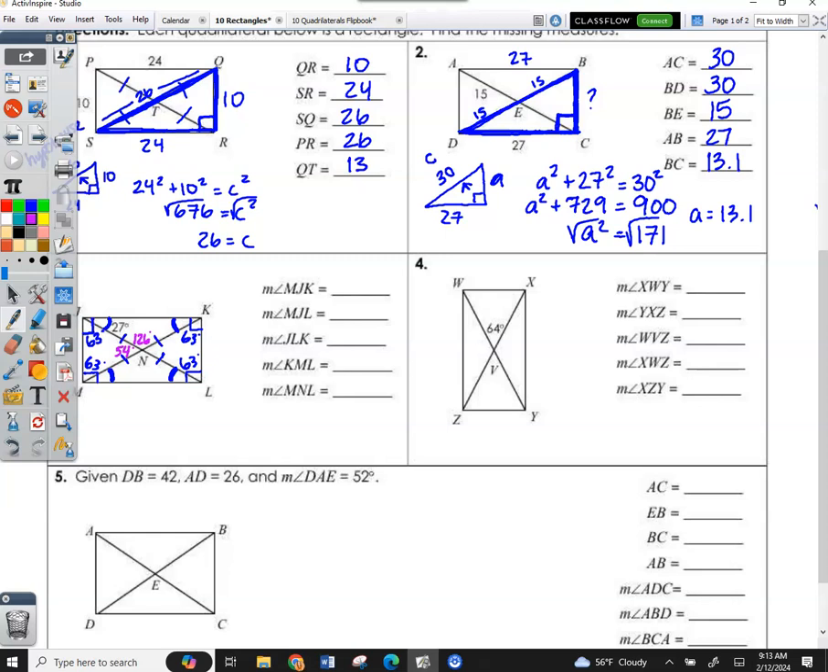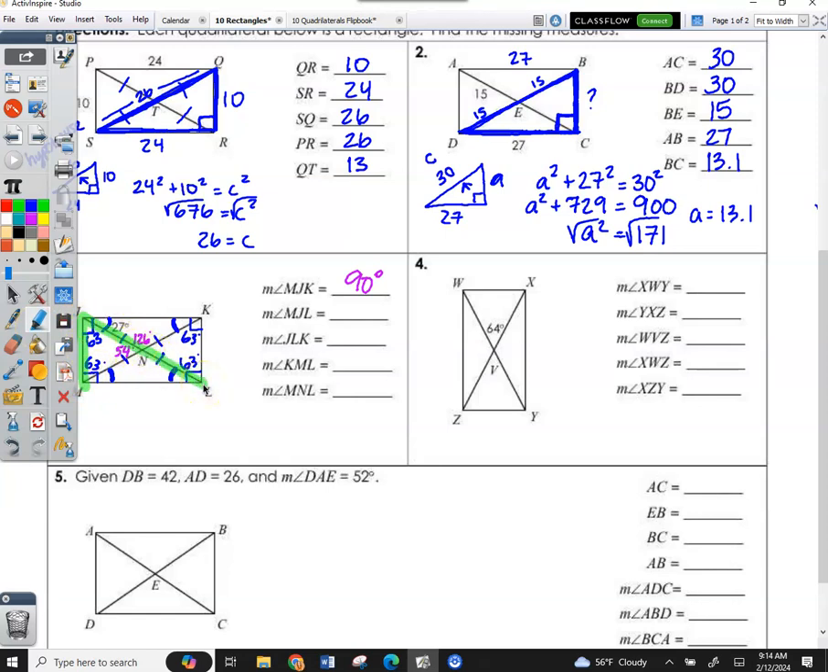I've not looked at a single question yet. All I did was sit there and start filling in the angles based on the one they gave me. Now I shouldn't have any work to do besides reading the angle. All right, we've got MJK. MJK makes a perfect L. It's a corner, so what's it measure? 90.